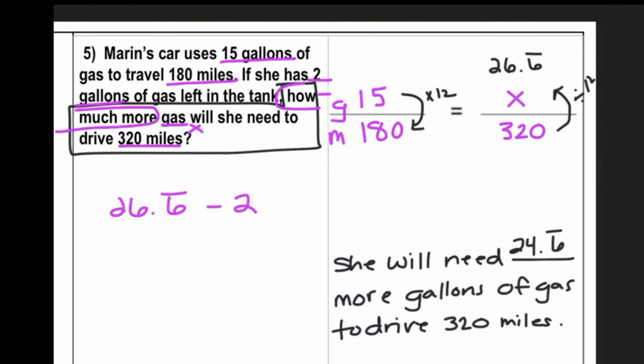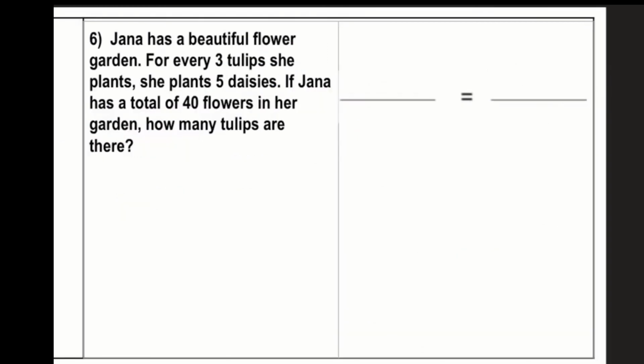Okay. Let's go ahead and do one more example of using proportions to solve problems. Jana has a beautiful flower garden. For every 3 tulips she plants 5 daisies. If Jana had a total of 40 flowers in her garden, how many tulips are there? What are we being asked to find in this problem? How many tulips are there?